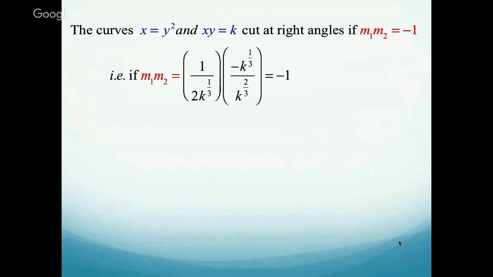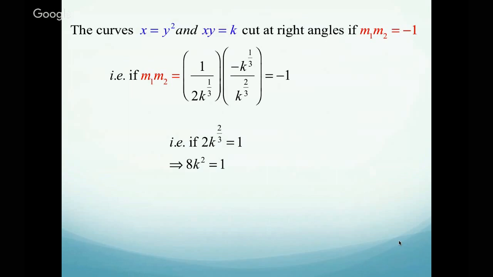Well, you can see that k to the power 1 by 3 would get cancelled, negative would get cancelled, and you'll have something like 2 times k to the power 2 by 3 is equal to 1. Well, you can cube both the sides and you have your required condition. So the two curves will cut at right angle if 8k square is equal to 1.